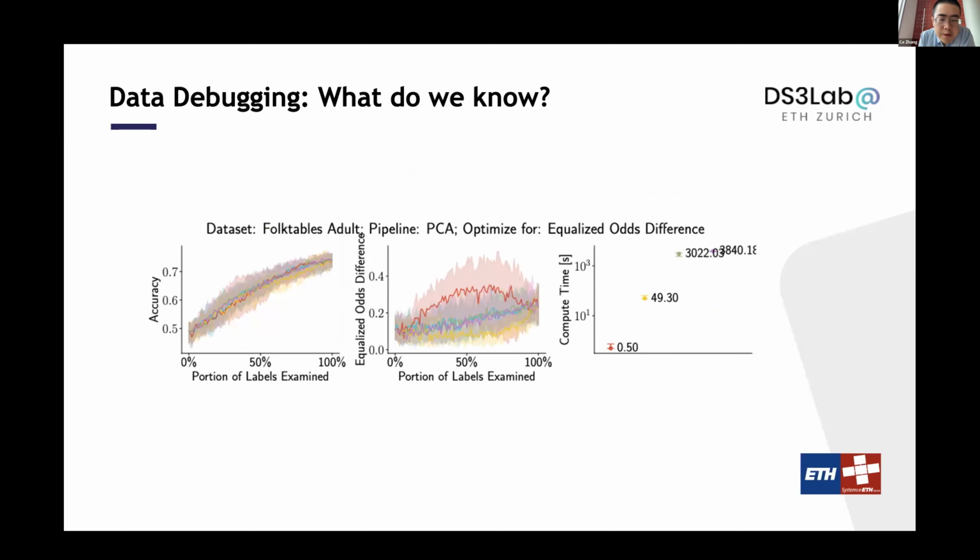And another interesting thing is you can also have different utilities. You can not only debug for accuracy, you can also debug for fairness. So this is actually one example where your data noise has some unfairness property. If you just clean your data in a random way, which is what people usually do.